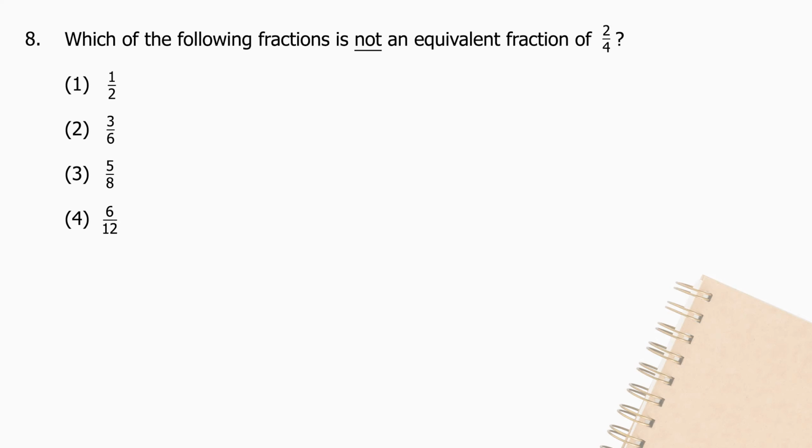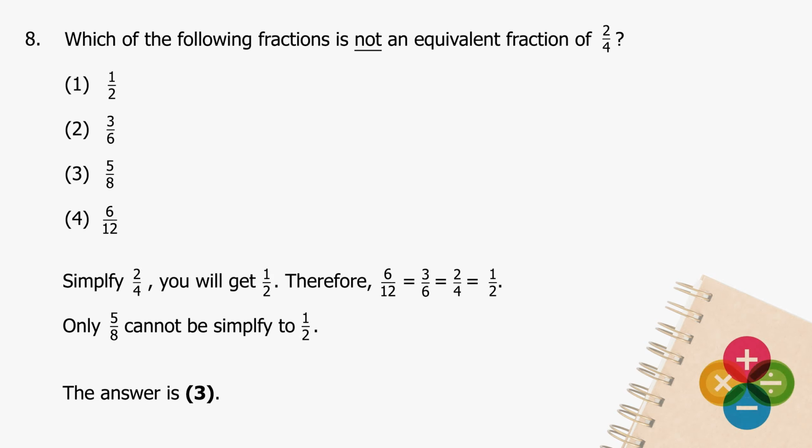Question 8. Which of the following fractions is not an equivalent fraction of 2/4? Reducing 2/4 to the lowest term, you will get half. Therefore, from the options, 6/12 and 3/6 can be reduced to half. The only fraction that cannot be reduced to half is 5/8. The answer is 3.